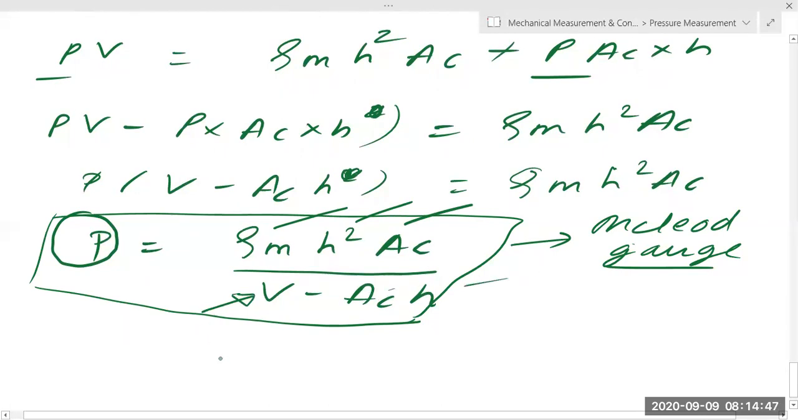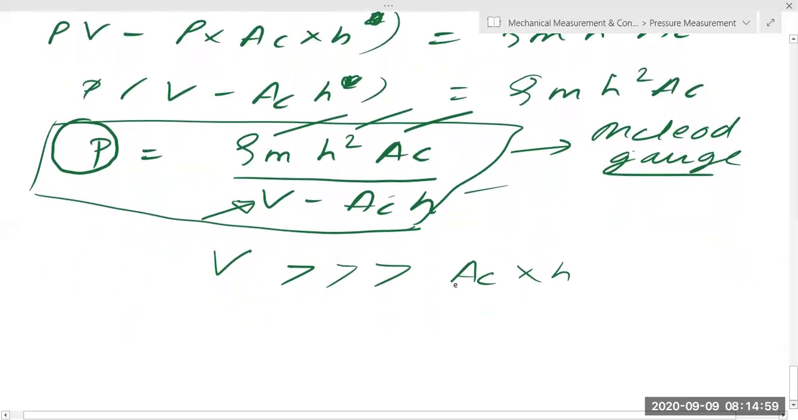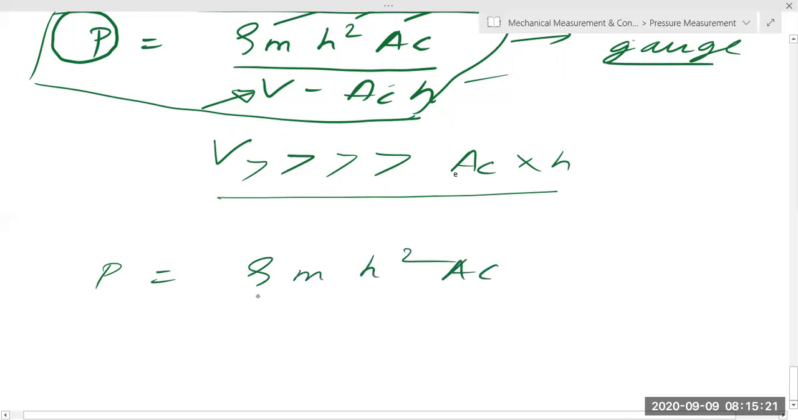Now, if we want to simplify, if V is very, very large compared to AC into H, we can measure AC, we can measure H, and we also know the volume of the fluid whose pressure is unknown. So if V is much greater than AC into H, then this term can be neglected, correct? So what will remain here is P equal to rho M H square AC by V.